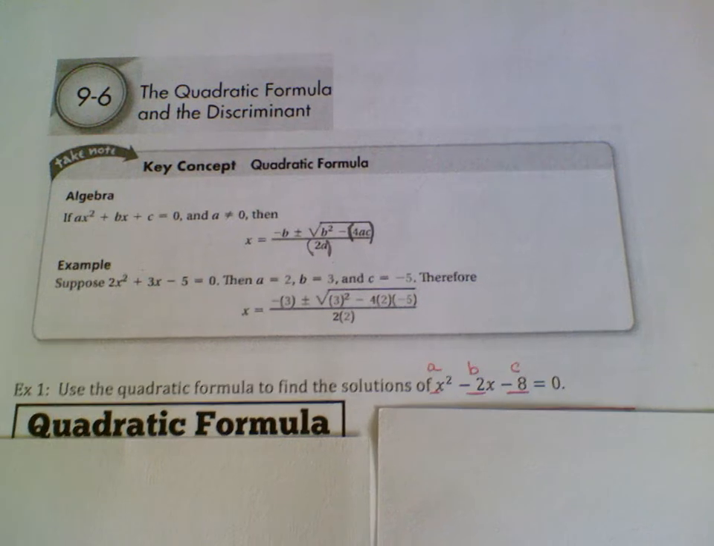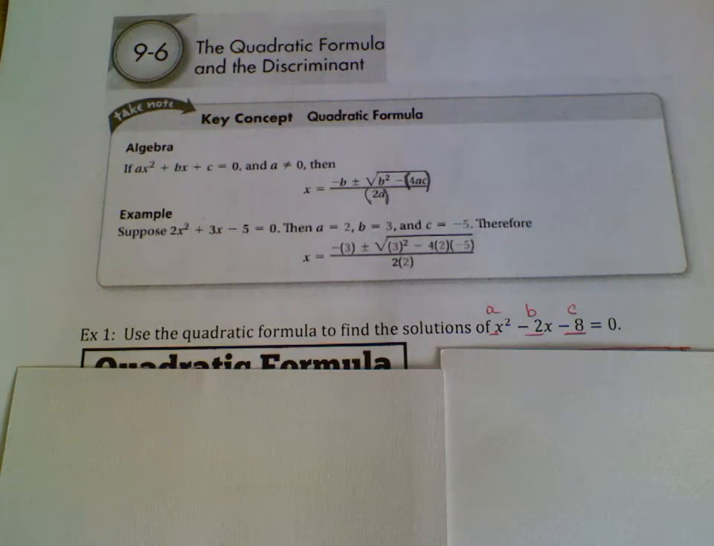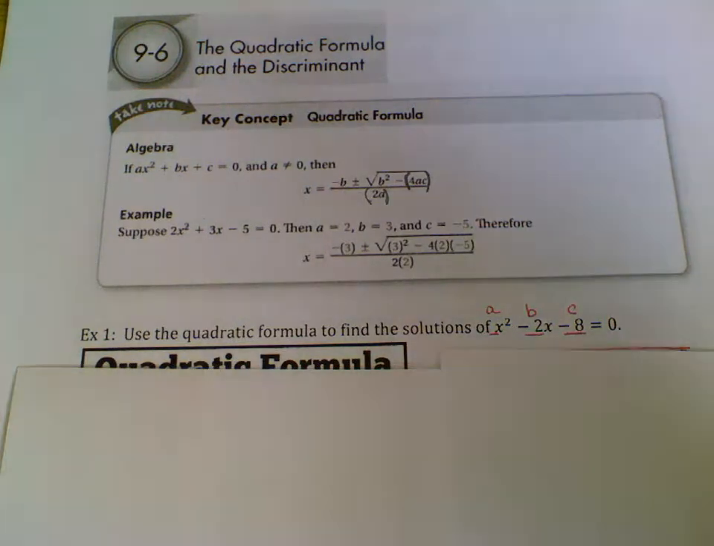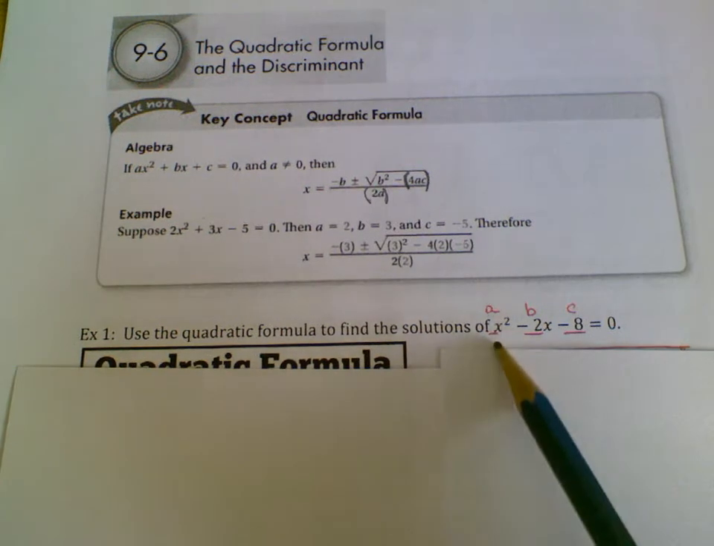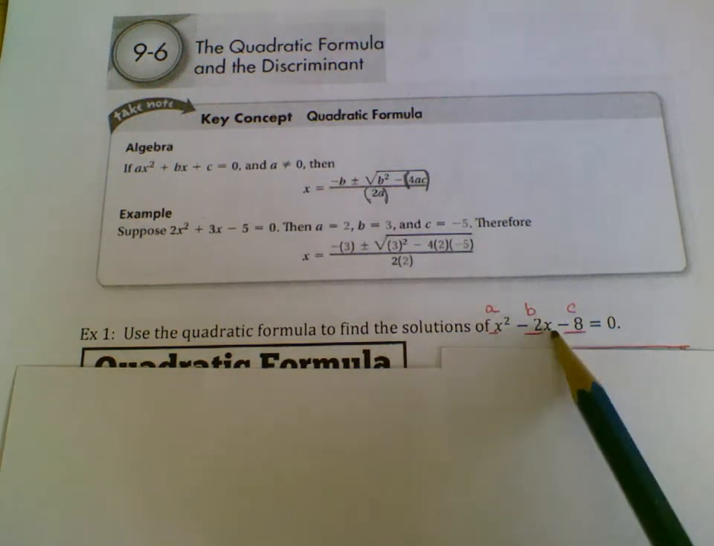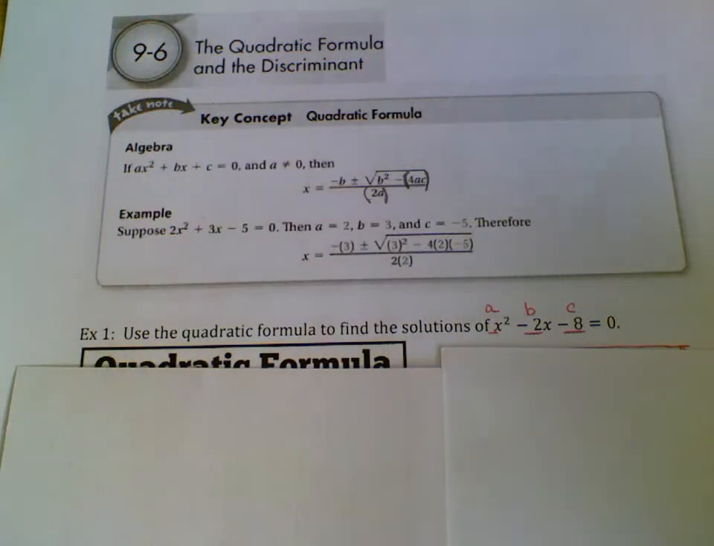Okay, let's see how we can use this. So here's my first quadratic equation. It says x squared minus 2x minus 8 equals 0. If you remember, I had the a in front of the x squared, the b in front of the x, and the c's by itself. So I went ahead and labeled those.